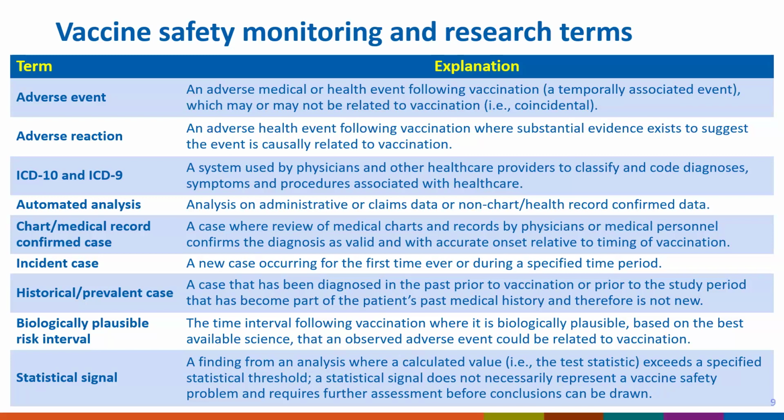We have biologically plausible risk intervals. And so this is the time period after vaccination in which an event can be attributed to vaccination. And then a statistical signal. We use this term a lot, a signal. And this comes from an automated analysis of ICD codes where the association exceeds a pre-specified statistical threshold. And so we call it a signal because it's suggestive of a vaccine safety problem, and it needs further assessment before conclusions can be drawn.